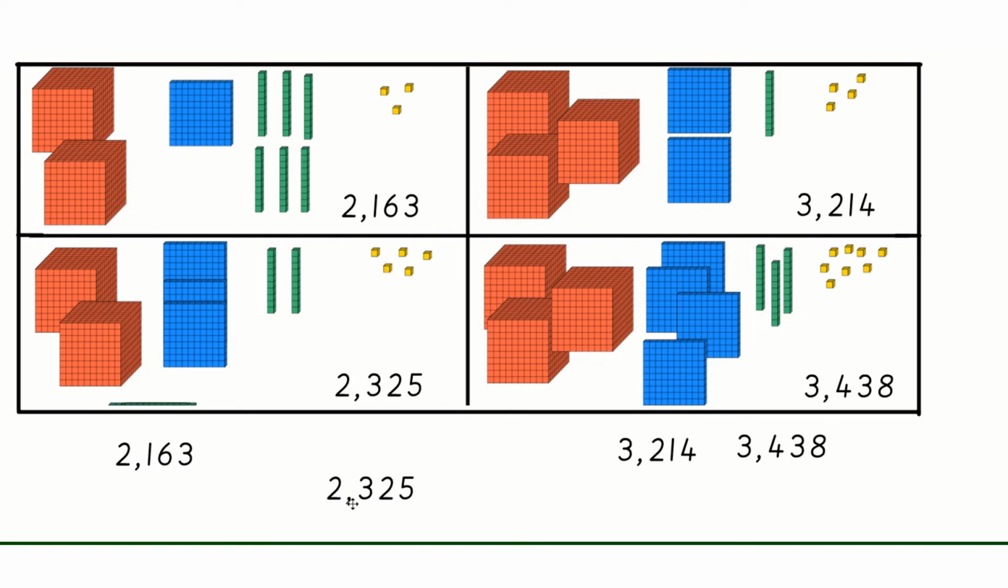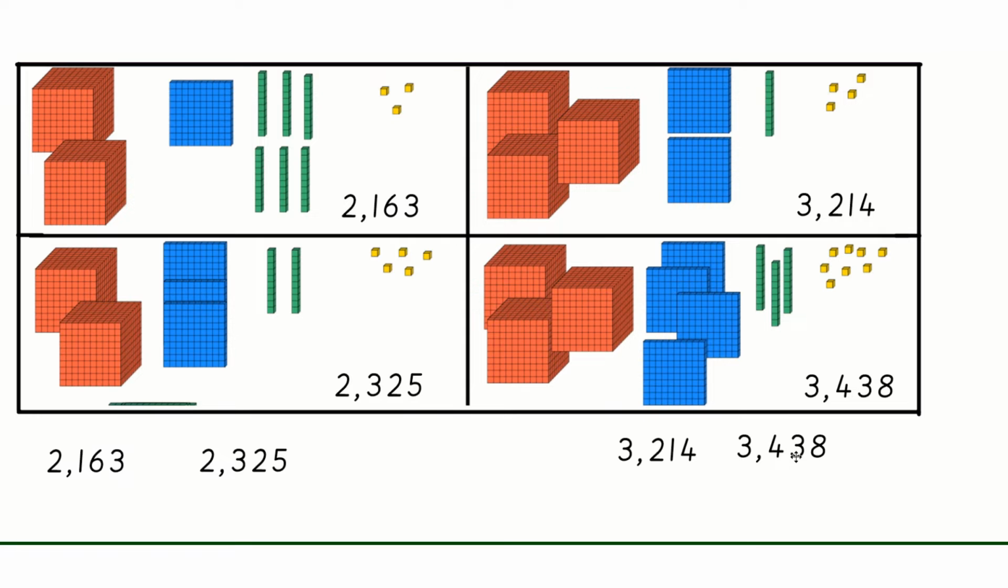So because they've both got the same number of thousands, I'll need to have a look at the hundreds. Well, this one has 2,100, and this one has 2,300. This has less hundreds, so I'm going to put this one first. 2,163 is the first number in my order. 2,325 will be the next one in my ascending order list.